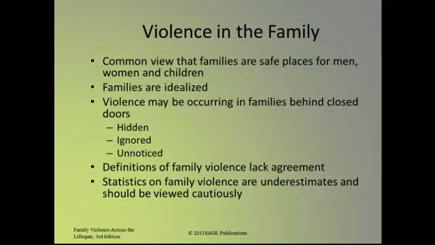Now, as we look at the issue of family violence, the authors tell us that one of the things that contributes to violence in families is this common view that families are safe places for men, women, and children, and really, families are idealized in a lot of ways. We have this idea that families provide the nurturance that all of its members need, and when families don't do that, there's a great disappointment among its family members. This sometimes can set up some discord within its relationships.